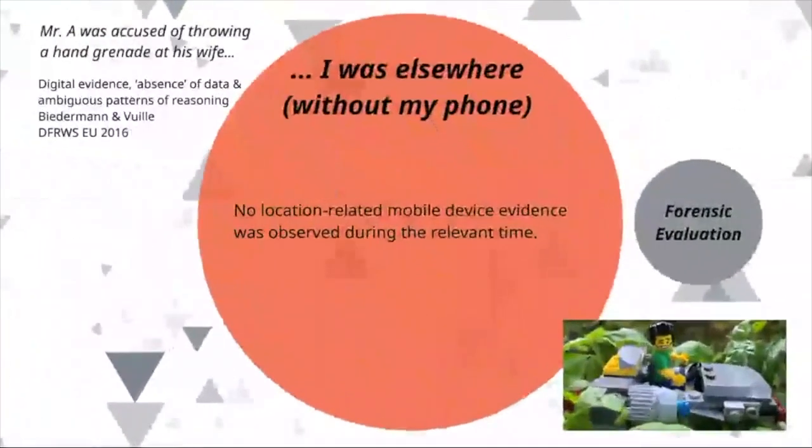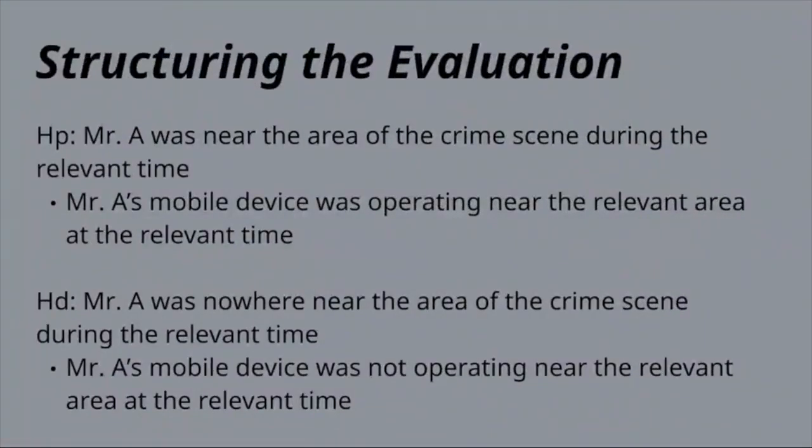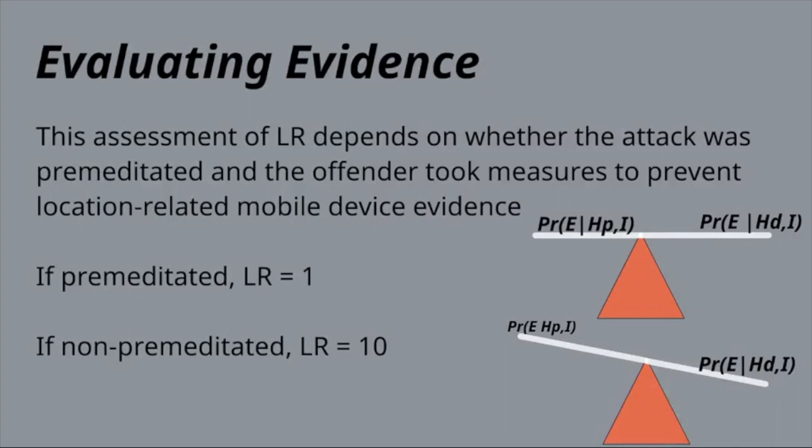Considering another example of a case that was treated previously in a DFRWS presentation in 2016, the defendant claimed that he was elsewhere at the time of the crime without his mobile device, so there is no location-related mobile device evidence during the time of interest. This evaluation under the prosecution and defense hypotheses, whether the mobile device was operating near the relevant area at the time or not, or whether the defendant was near the area of the crime scene during the time of the offense or nowhere near the crime scene during that time, depends on the circumstances of the case, specifically whether the crime was premeditated or not.